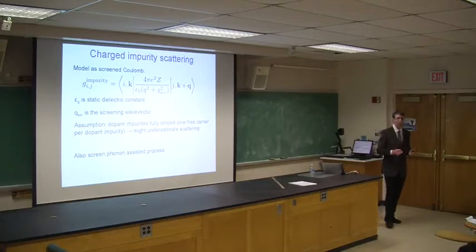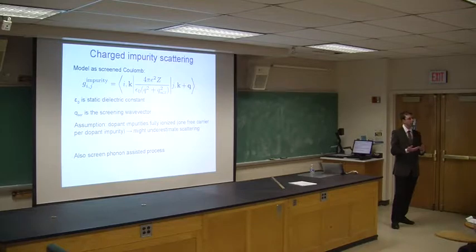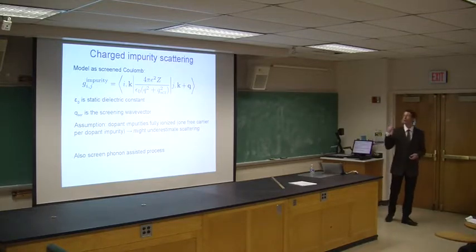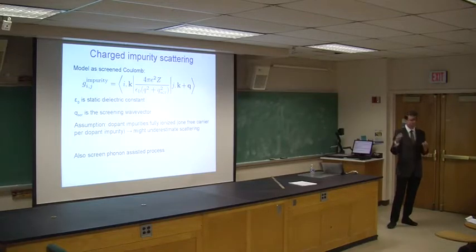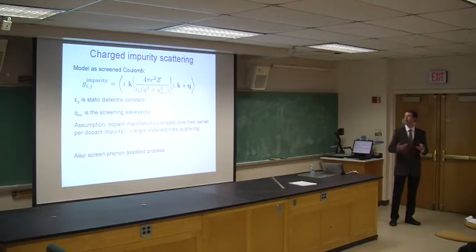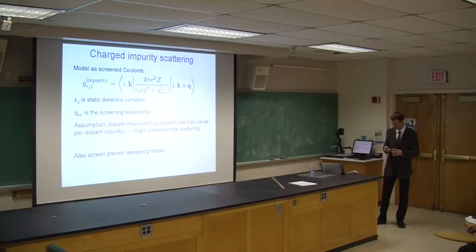To model this scattering from those charged impurities, we'll use a simple screened Coulomb potential. And in the following, we'll make a simplifying assumption. We'll assume that all our dopant impurities are fully ionized, and that each dopant impurity gives rise to exactly one free carrier. Of course, in reality, there might be compensating defects that will also be charged, and that would lead to even more scattering. So this is an underestimation of the scattering.